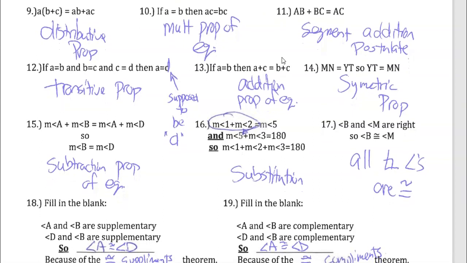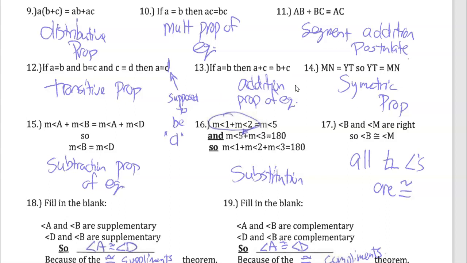Number 12, I was supposed to have that last piece say A equals D. If it's truly A equals C, it could be transitive or substitution. But if it's A equals D, meaning there's too long of a train of thought here, A to B, B to C, C to D, A to D, then that has to be the transitive property. Number 13, you guys can see that they have added on both sides. That's the addition property of equality.